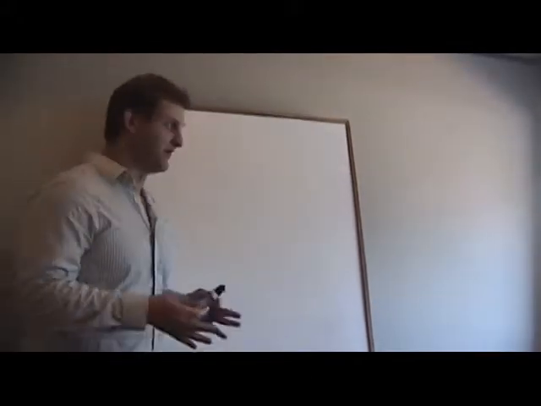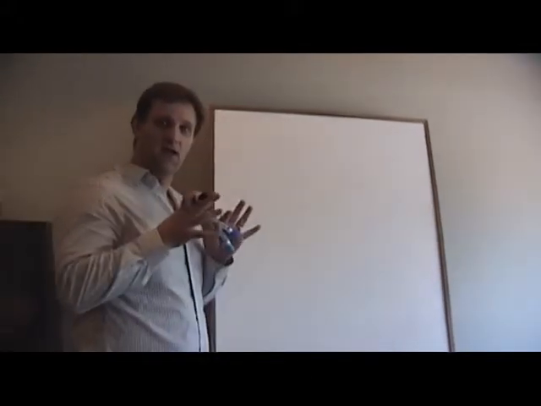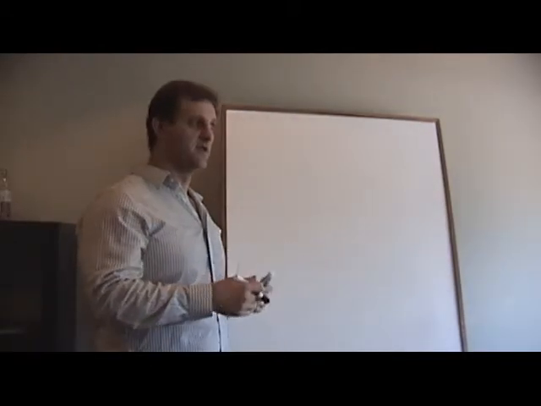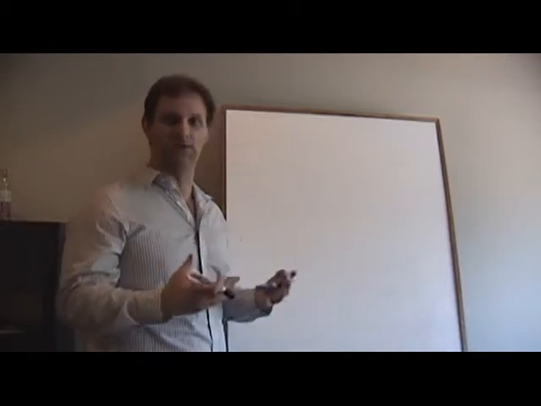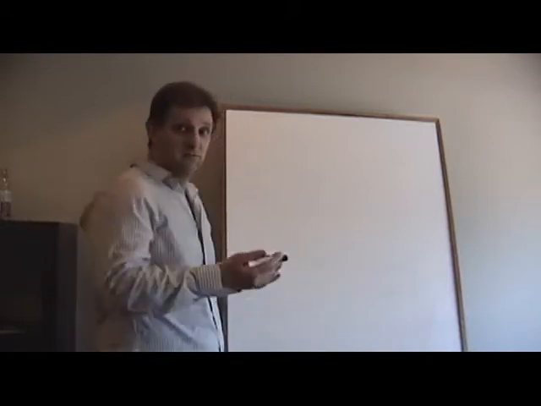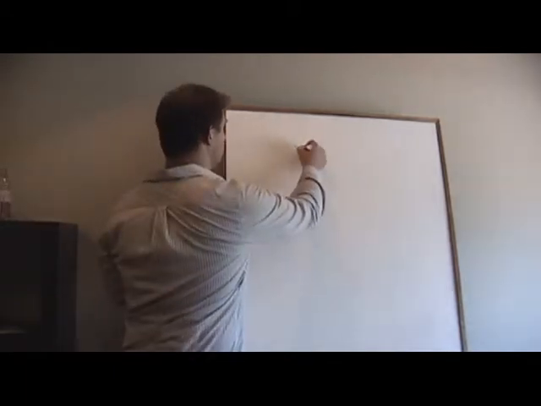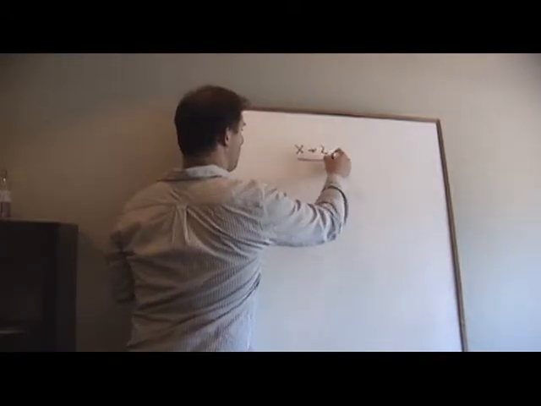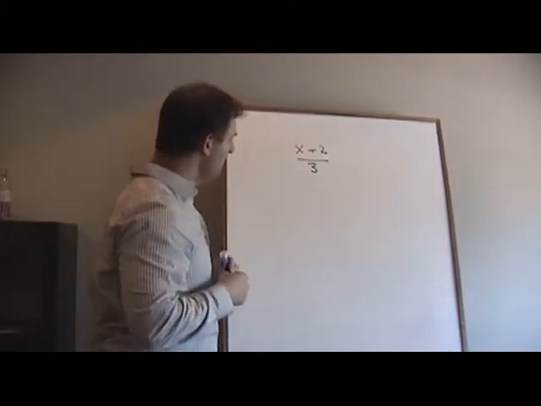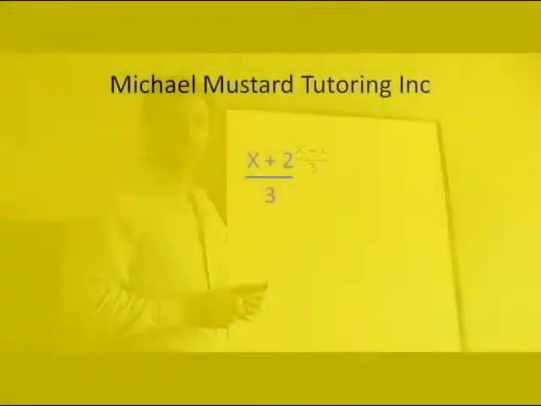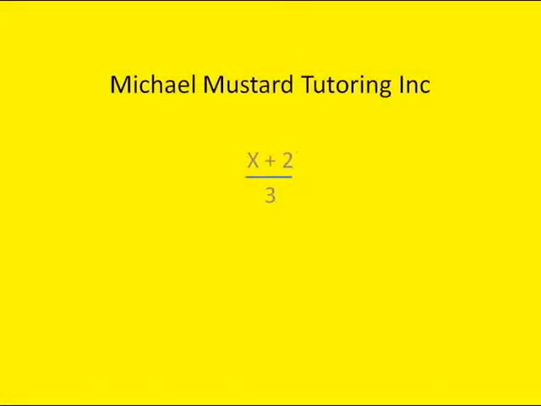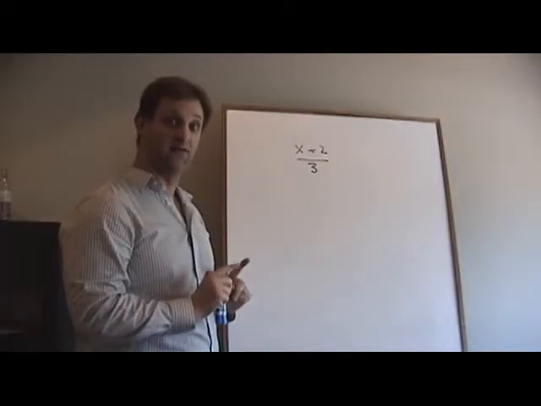In mathematics, an expression is a combination of variables, numbers, perhaps functions, that doesn't have a comparator like an equal sign in it. So for example, here's a simple expression. X plus 2 over 3. The rule of expressions is quite simple. It says I can do anything I want to this, absolutely anything, as long as I don't change the value.